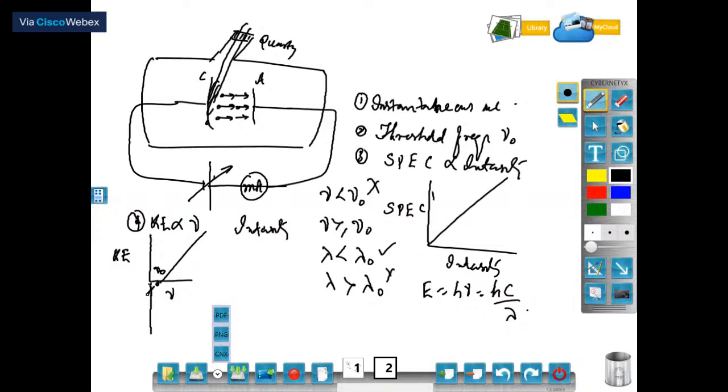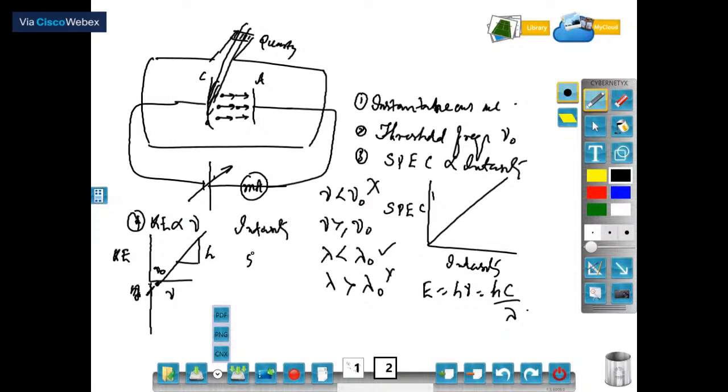This is the curve. When you extrapolate the curve, this is the nu naught value and this is h nu naught. That is the work function, which I will tell you a little later. And the slope of this gives h. How it is h, I'll also tell you later. So right now, the kinetic energy of the emitted photoelectrons is directly proportional to the frequency and just depends on the frequency of the incident light.